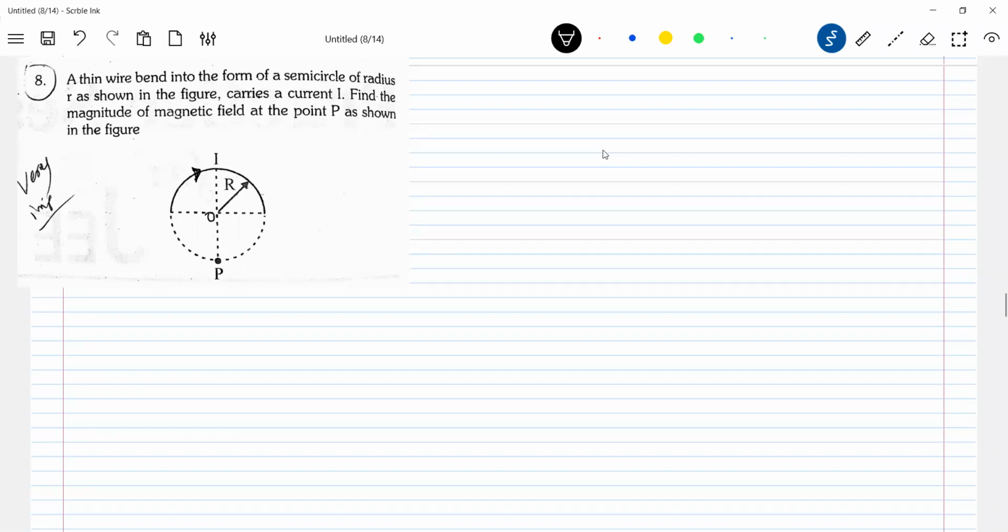Do we have any formula to find out the field? First of all, no, there's no formula. So what we do, take help of Biot-Savart law, assume a small current element. First define the field due to the current element at point P. Then take help of the mathematics, how you can bring the quantities.